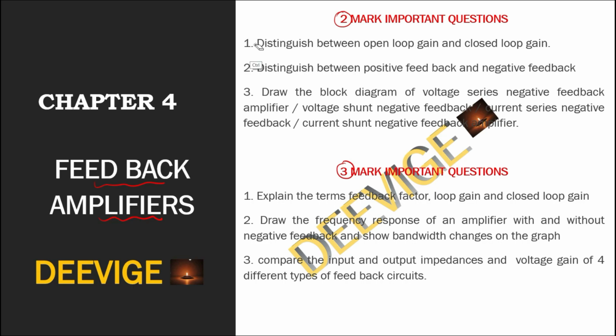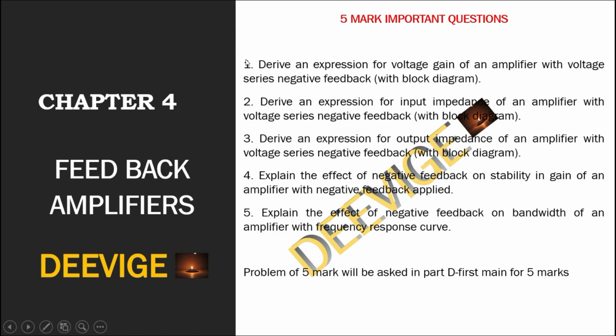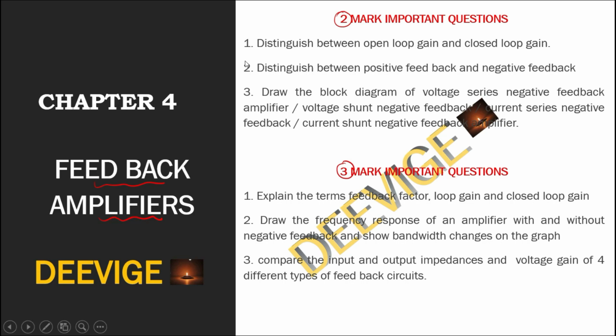2 marker questions. Distinguish between open loop gain and closed loop gain. If you give a minimum of 2 differences, that will be helpful, or 3 differences is always better. Distinguish between positive feedback and negative feedback.